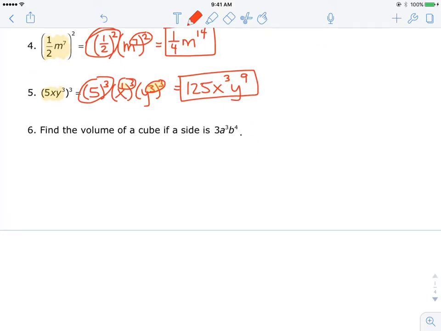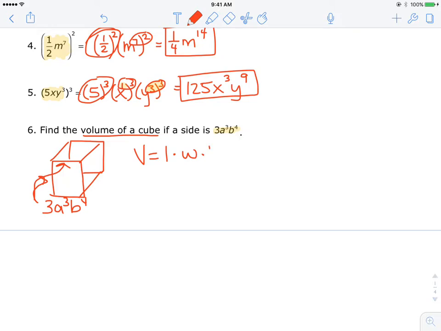And then last but not least, if you saw this kind of rule applied in a word problem, it'd probably be in a volume of a cube problem. Because if you think about a cube, it's a bunch of squares. That's, by definition, what a cube is. So if you know that this one side is 3a cubed b to the 4th, like they give us, then you know that all the sides are this same length. So we're going to use that fact. We're going to remember that volume of a cube is length times width times height. And in this case, because they're all the same, we can say the side times the other side times the other side. And so we're going to think about the volume of a cube as s cubed.